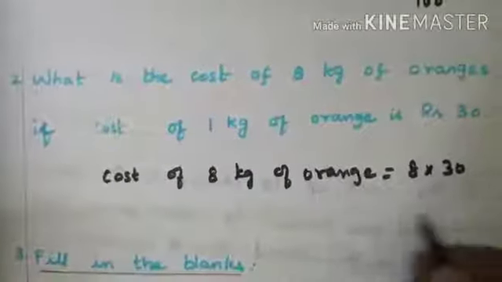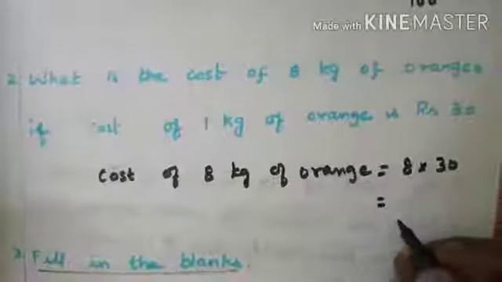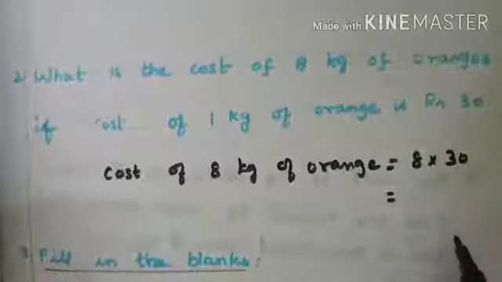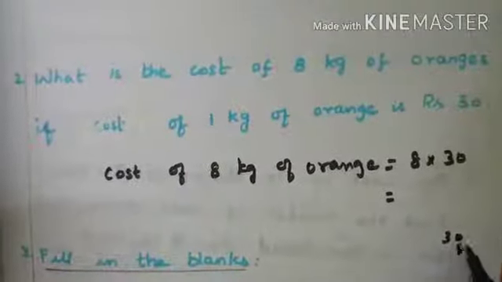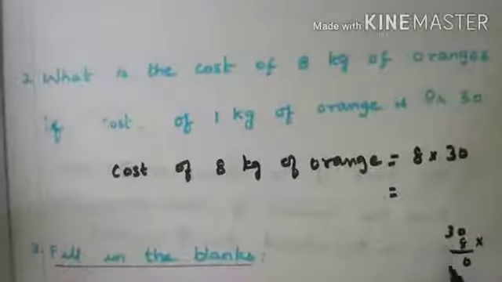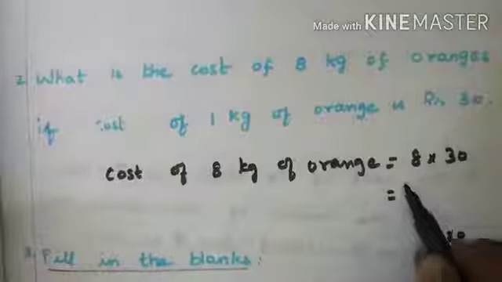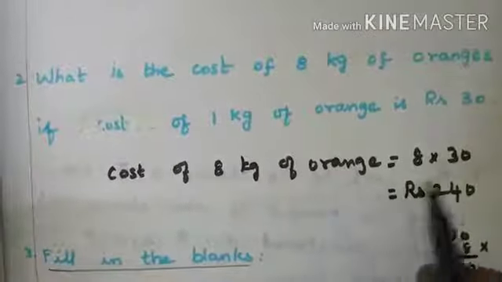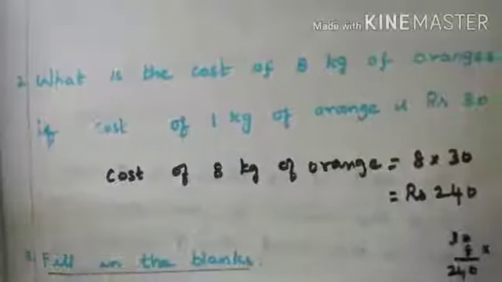8 into 30. So here what will we be getting? 30 into 8. When we are multiplying, 0 into 8 is 0, 8 3s are 24. Therefore rupees 240. So the cost of 8 kg of oranges is rupees 240.